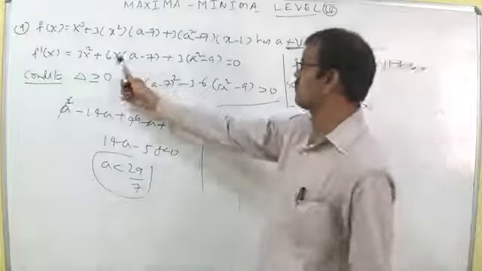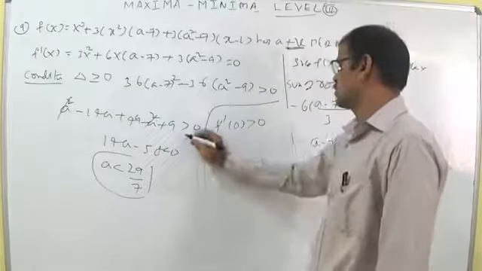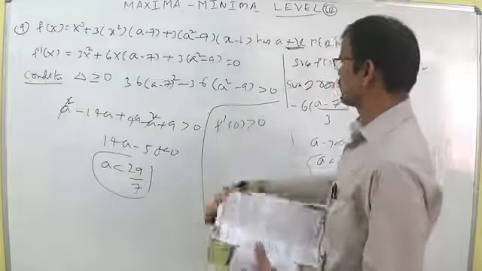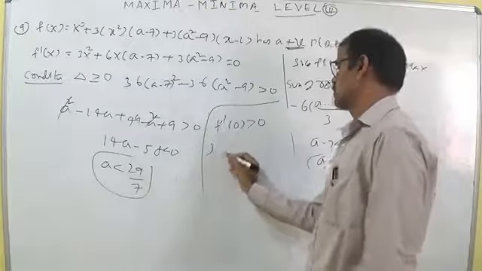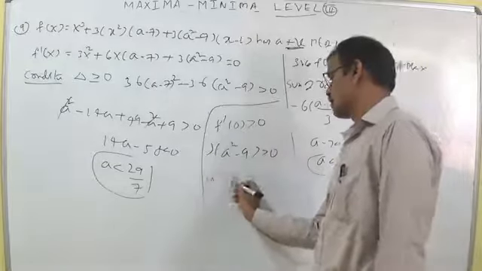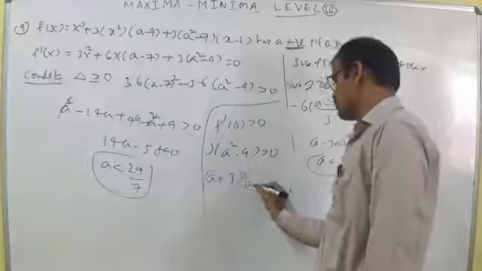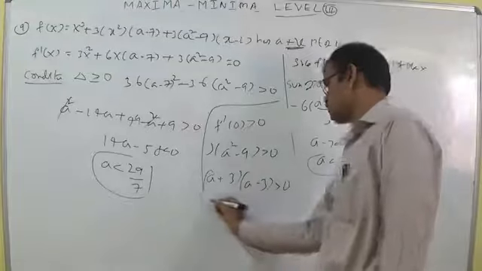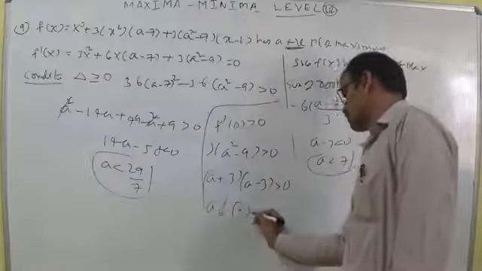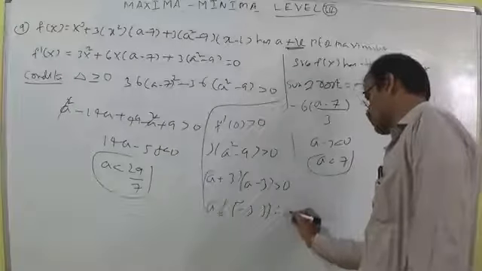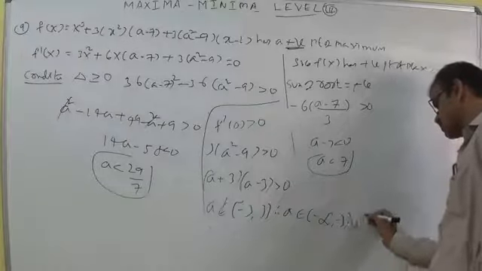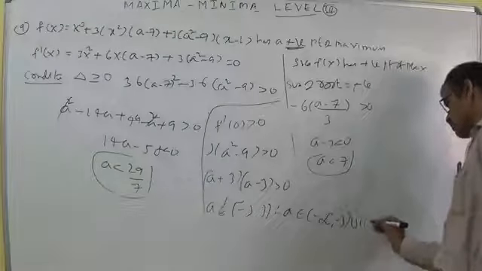Here you can substitute f dash of 0, then 3 a square minus 9 greater than 0. So here you can write a plus 3 into a minus 3 greater than 0. So a does not belong to the closed interval minus 3 comma 3. Therefore a belongs to minus infinity comma minus 3 union 3 comma infinity.